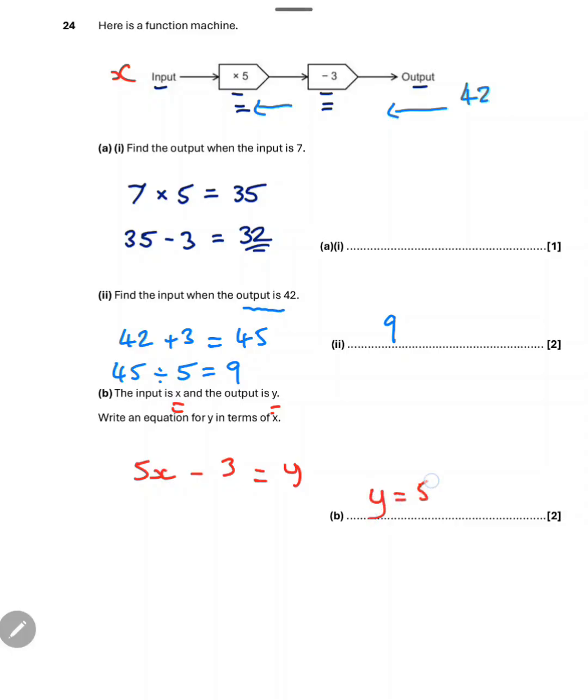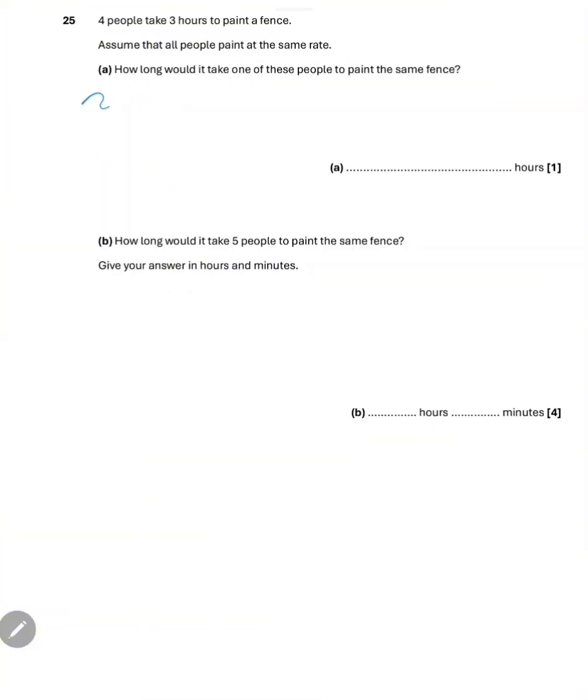Y is 5x take away 3. Question 25, we've got people, my mates, painting a fence in a certain amount of time. We've got 4 people and it takes 3 hours. Be careful with these. It says that we all paint at the same rate. How long would it take just one person?